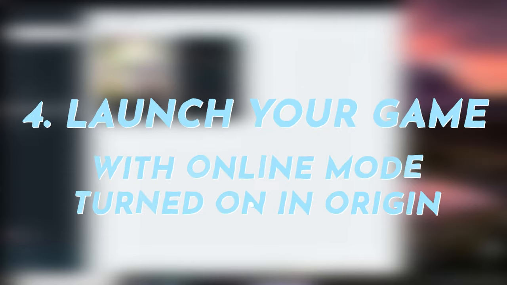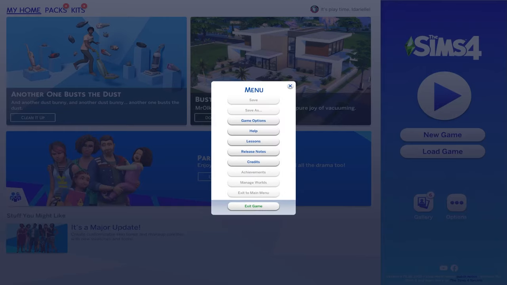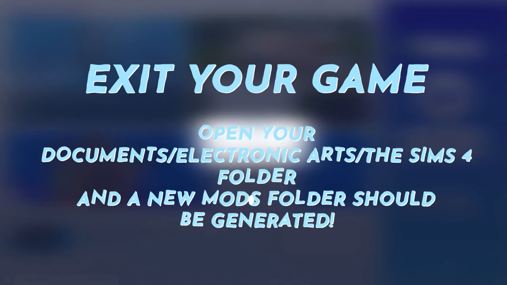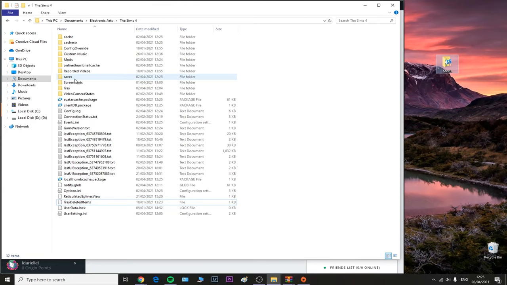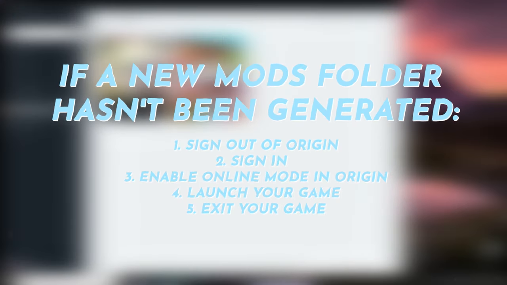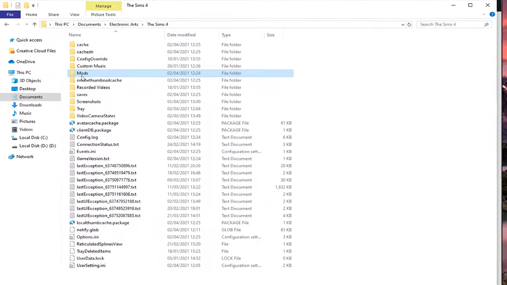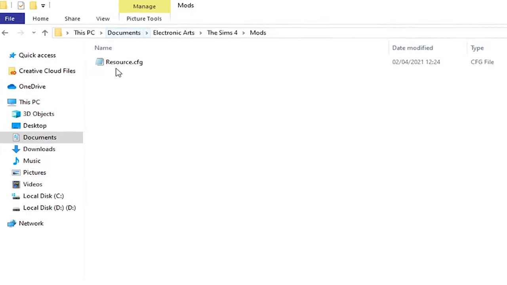Step 4. Launch your Sims 4 game with online mode turned on within Origin and then completely exit your game. Now open your documents, Electronic Arts, the Sims 4 folder, and then a new mods folder should appear right over here. If you cannot seem to find a brand new mods folder, please sign out of Origin, sign in once again, turn on online mode, launch your game, then completely exit your game and your new mods folder should appear right over here.